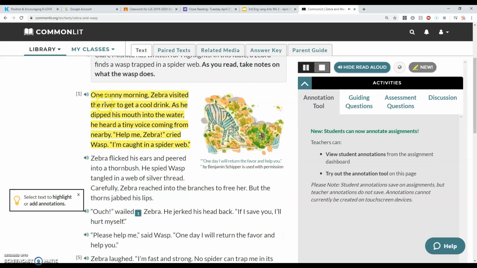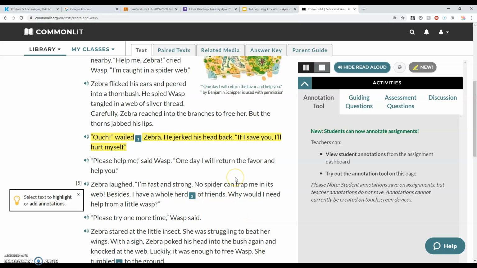One sunny morning, Zebra visited the river to get a cool drink. As he dipped his mouth into the water, he heard a tiny voice coming from nearby. "Help me, Zebra," cried Wasp. "I'm caught in a spider web." Zebra flicked his ears and peered into a thorn bush. He spied Wasp tangled in a web of silver thread. Carefully, Zebra reached into the branches to free her, but the thorns jabbed his lips. "Ouch," wailed Zebra. He jerked his head back. "If I save you, I'll hurt myself." "Please help me," said Wasp. "One day I will return the favor and help you."